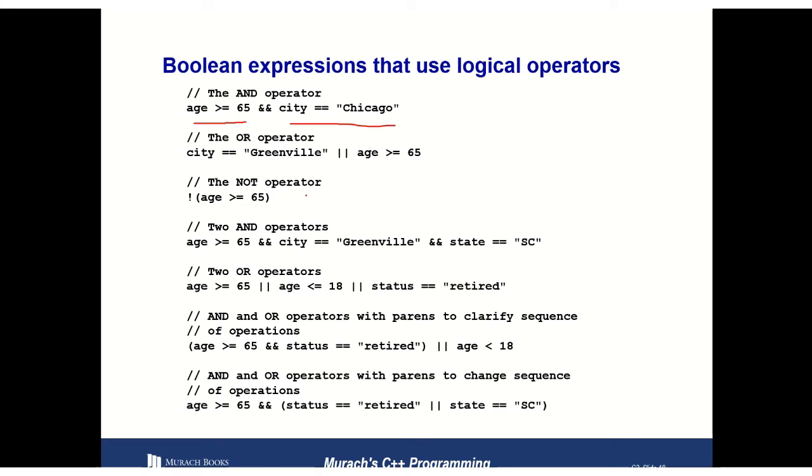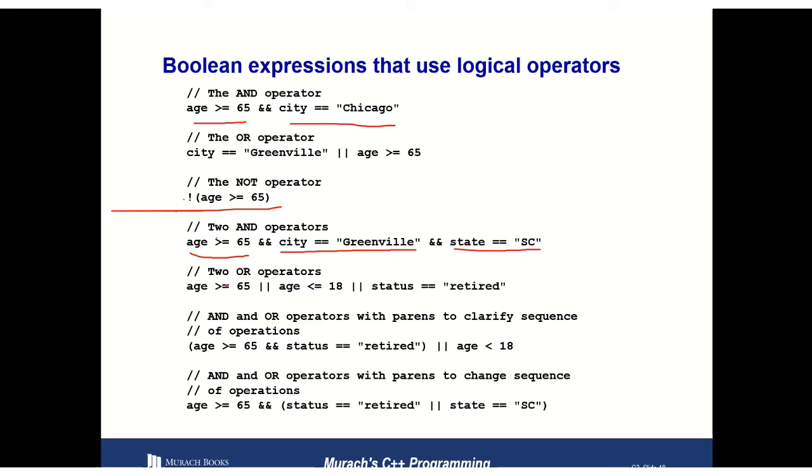But then you see here, the NOT operator, what does it mean? It means not age greater than or equal to 65. So what kind of population are we meaning here? It should be age always less than 65, because it's not greater than, it's not equal, it should be less than 65. And with two operators, you can have age greater than or equal to 65, city equals Greenville, and state equals South Carolina. That is even narrowing down your expression choice.